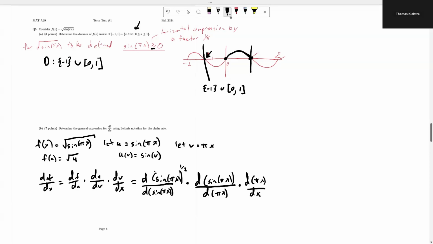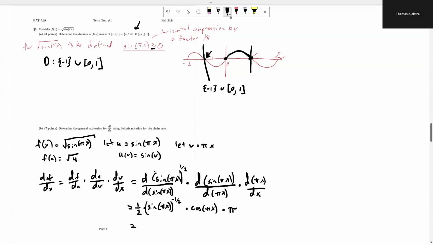Okay. And now each of these, I just use the rule for that outermost function. So it equals, well, this is 1/2 times sine pi of x to the minus 1/2 times, now the derivative of sine of stuff is going to be cos of pi x times, and the derivative of pi x with respect to x is pi.